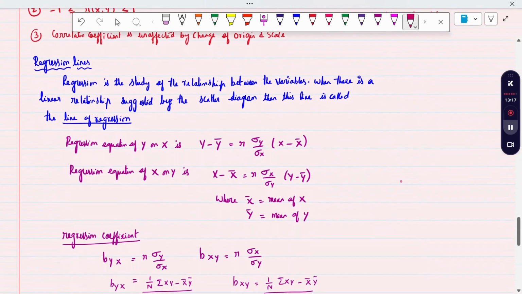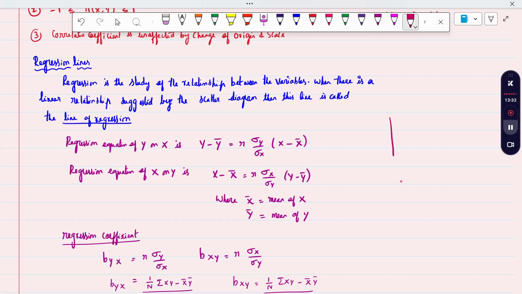Next topic will be the regression line. Regression is a study of the relation between variables. When there is a linear relation suggested by a scatter diagram, then this line is called a line of regression.